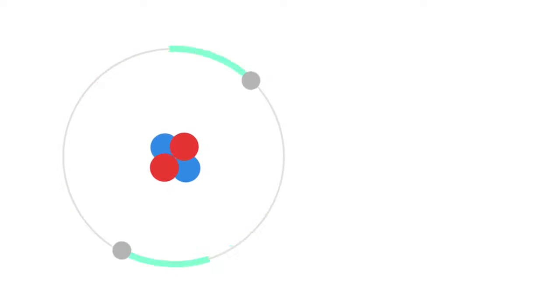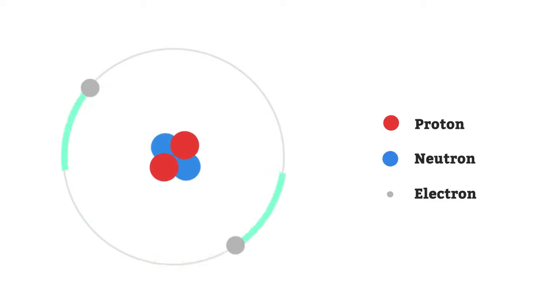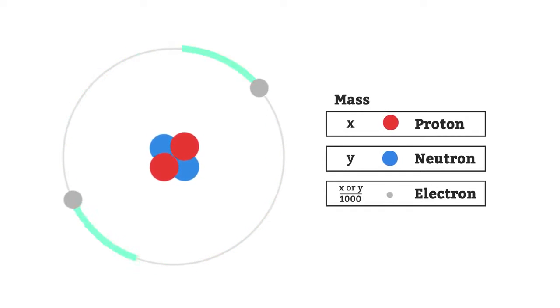By now, you should be comfortable with the idea that atoms are made up of protons, neutrons, and electrons. You should remember that electrons weigh essentially nothing, and that protons and electrons are charged, but that neutrons are not.